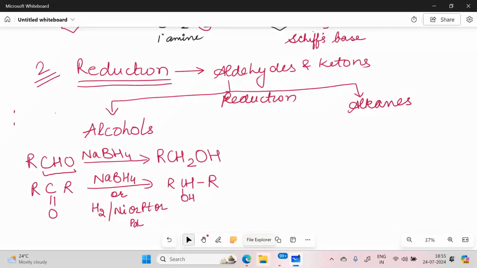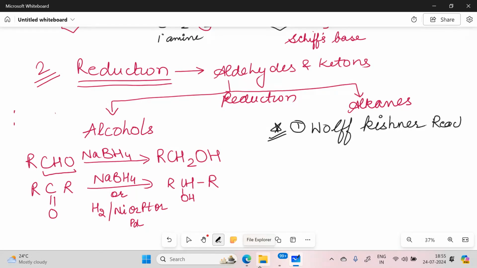There is another reaction in which aldehydes and ketones are reduced to alkanes. What is this reaction? These are two naming reactions. One is known as Wolff-Kishner. Very, very important. Highlight this. 99% it comes in the exam. Wolff-Kishner reaction. So how to learn this?